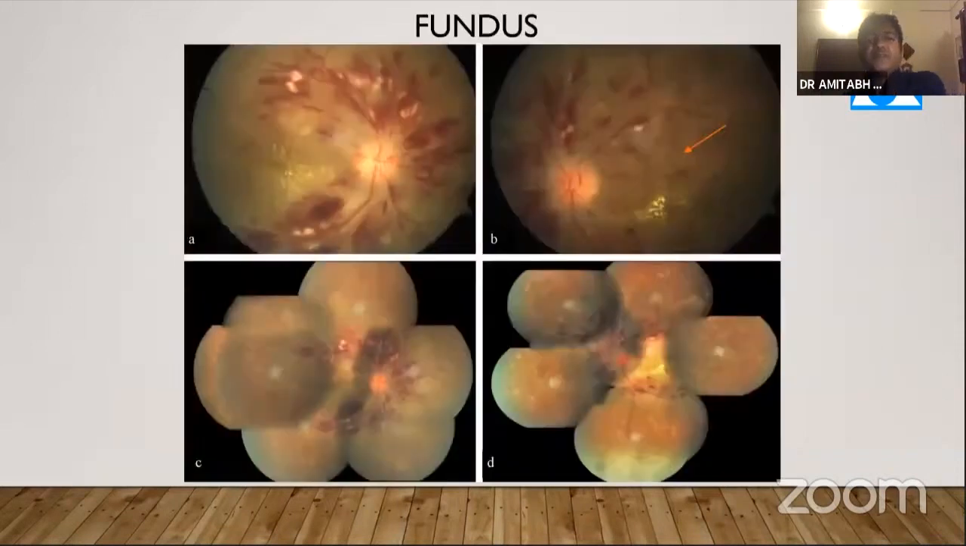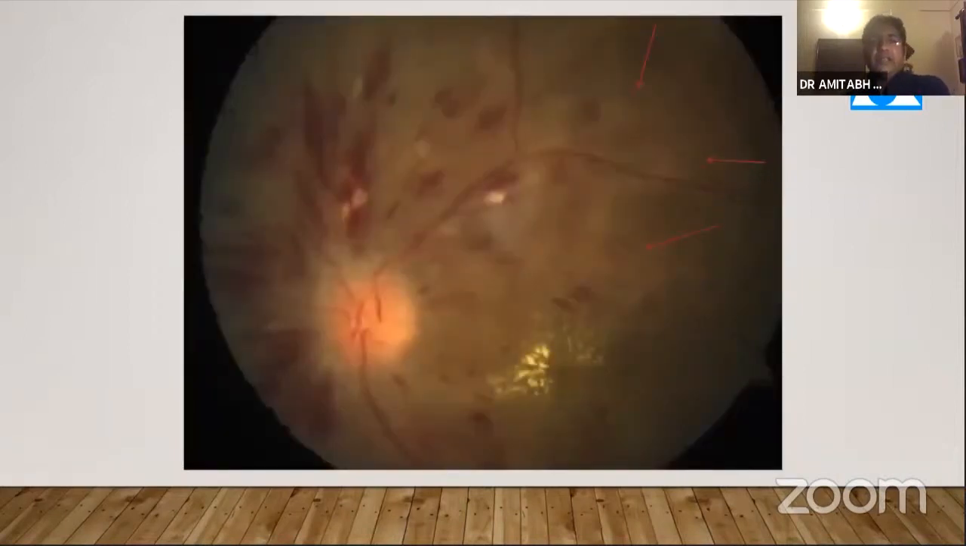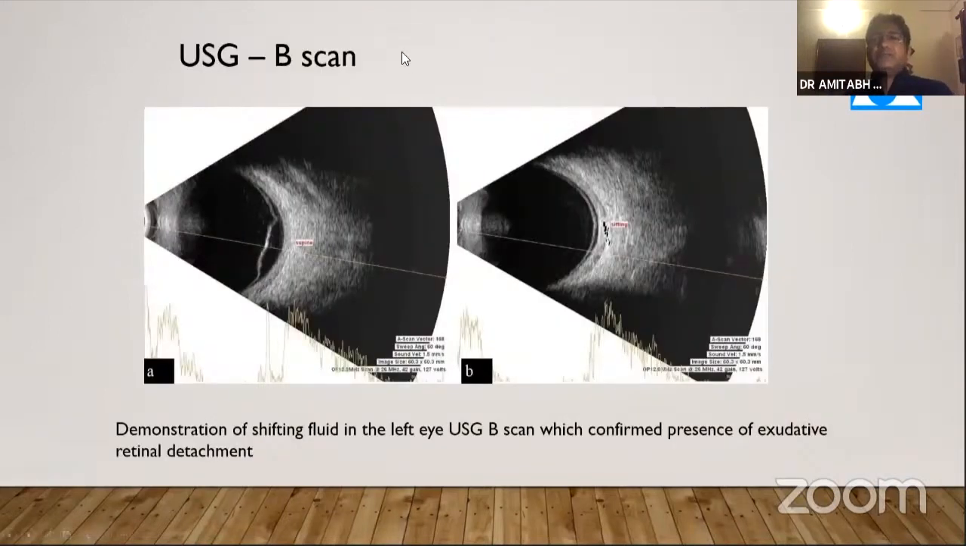And this was his fundus picture at presentation, where we see disc edema in both the eyes with numerous flame-shaped hemorrhages and cotton wool spots and macular hard exudates. In the left eye, there was a placoid lesion, which I'll be coming to later, and a montage photograph showing the inferior exudative retinal detachment. And this is the placoid lesion which was seen in the left eye, which looked deep retinal.